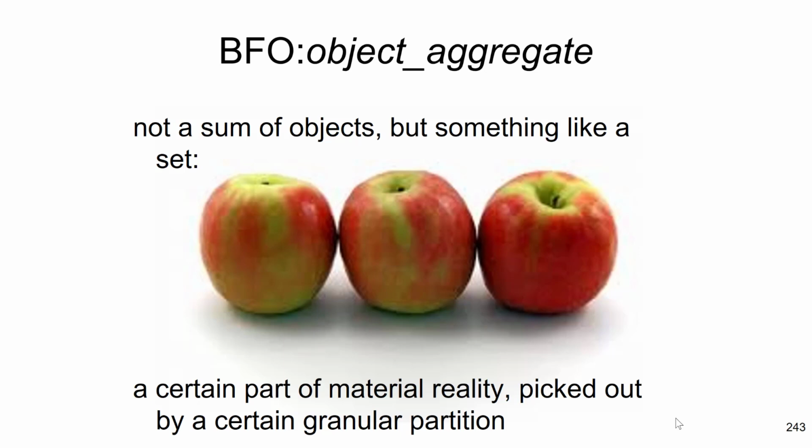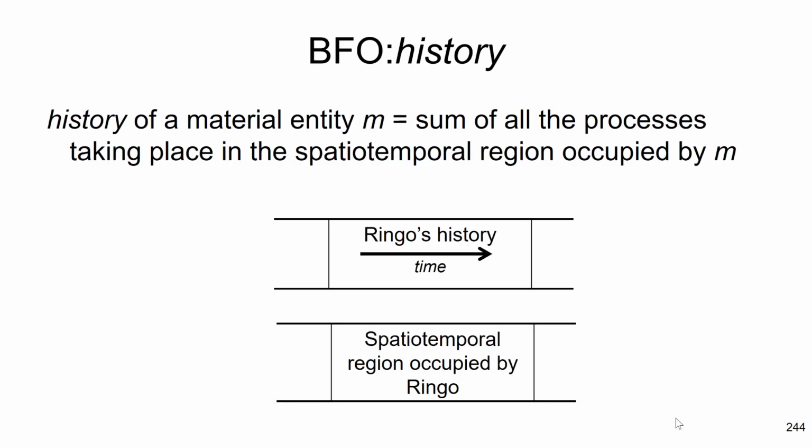So object aggregates depend upon a certain granular view of reality. And then history. BFO has the term history. The history is just a sum of all the processes taking place in the spatial temporal region occupied by the entity which it is the history of. So Ringo's history would be the sum of all the processes inside Ringo's spatial envelope, from the beginning of Ringo's existence to the end of Ringo's existence.